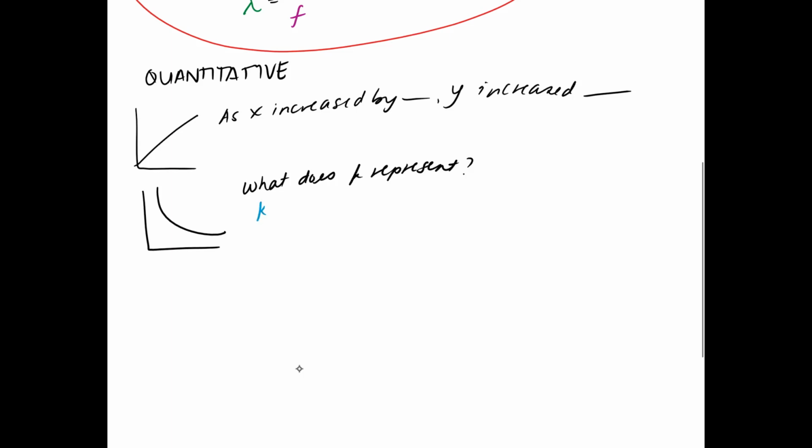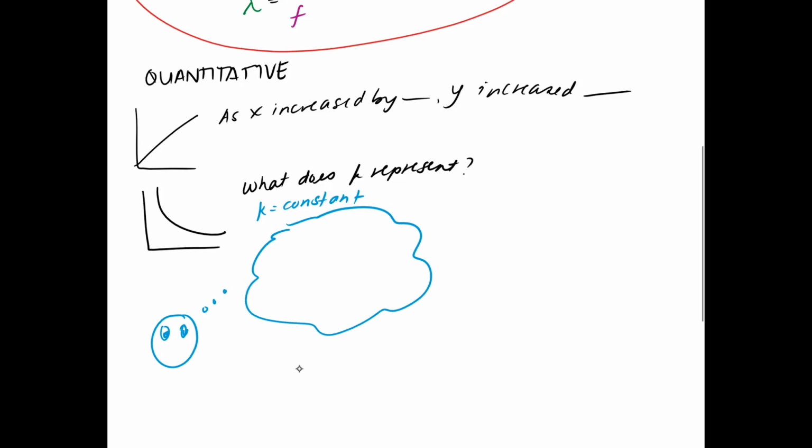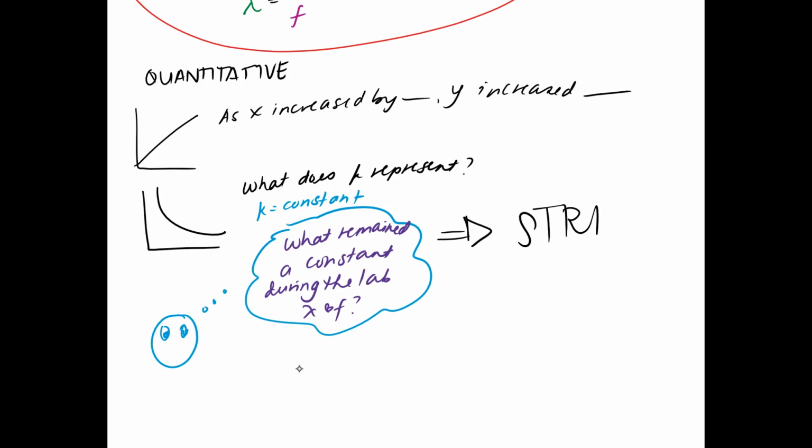So we know that k means a constant. So this is you. So now you've got to think. Okay, this is you thinking. What remained a constant during the lab, or between wavelength and frequency? Okay, so what's the thing that remained the same? So the answer would be our string. Okay, our string remained the same.